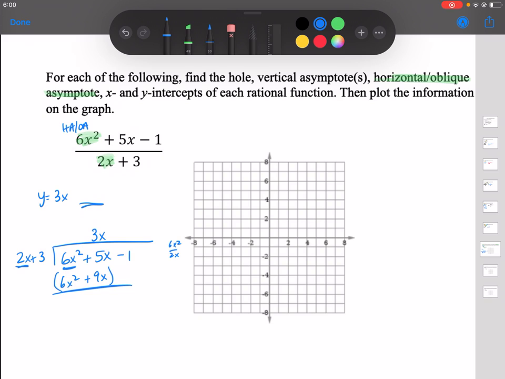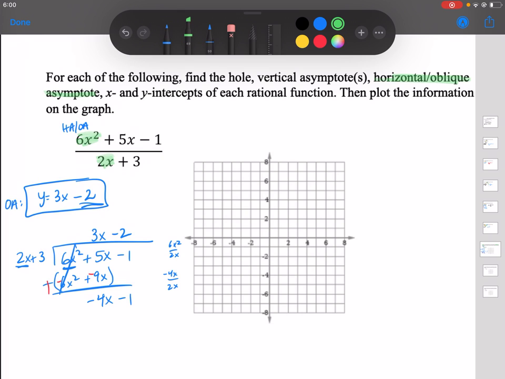And then we subtract. And I like to switch signs. You don't have to do that. But I end up with a negative 4x minus 1. And then we would just figure out how many times 2x goes into negative 4x. So I divide those and I get minus 2. So I know this is 3x minus 2 for our oblique asymptote.